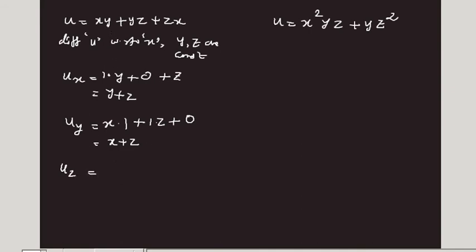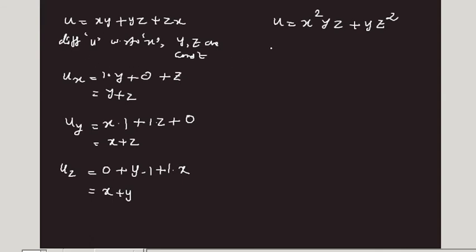Now differentiate u with respect to z. See here, first term we do not have z here, x into y is there, we get 0 plus here y into z, y is constant, z differentiation is 1 plus z is 1 into x. So here we can write it as x plus y or y plus x.